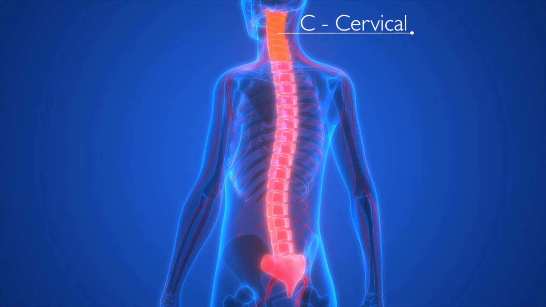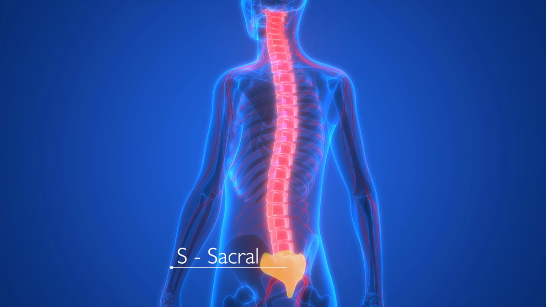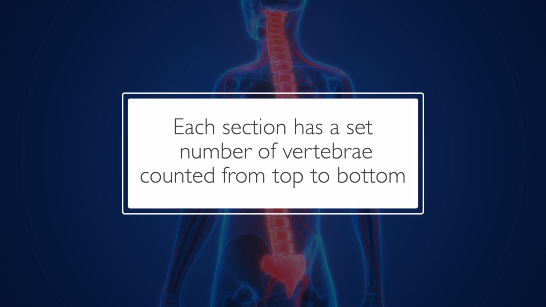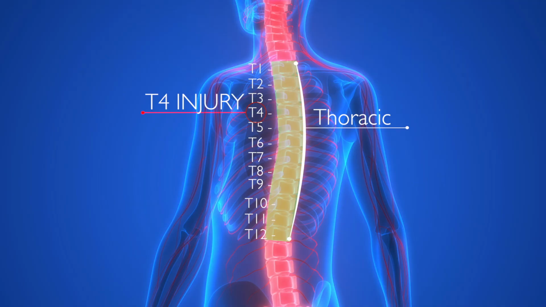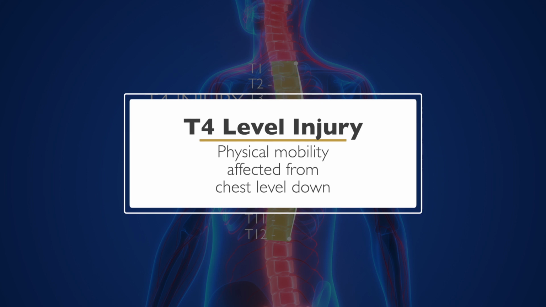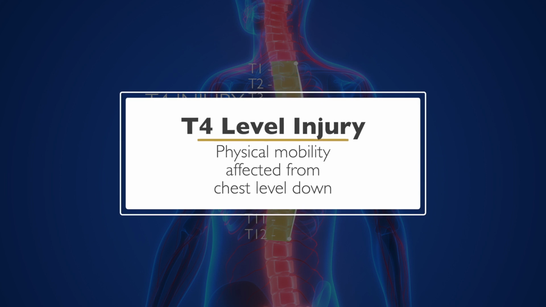Each section of the spinal column is abbreviated to the first letter: C for cervical, T for thoracic, L for lumbar, and S for sacral. Each section has a set number of vertebrae that are counted from the top to the bottom. For example, someone who is classified as a T4 has an injury in the thoracic area at the 4th vertebra, and his or her function will typically be affected from about the chest level downward.